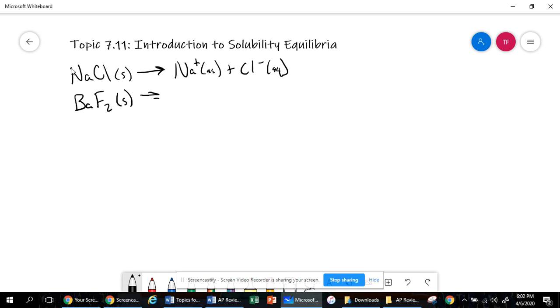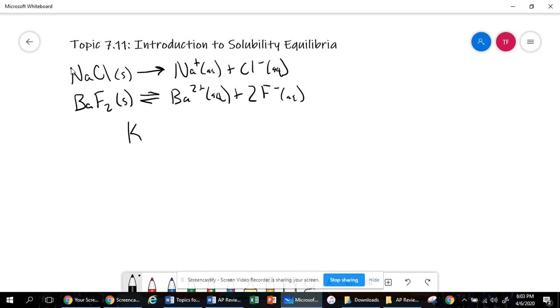It forms an equilibrium where some of the barium fluoride will break apart into barium ions, aqueous, and fluoride ions. And since there are two fluoride ions, we write it down as 2 here because those two break apart from one another. So 2 fluoride ions, which will also be aqueous. So this is the solubility of barium fluoride. It only happens to a very, very small extent, though. It forms an equilibrium, meaning that we can write an equilibrium constant for this expression.